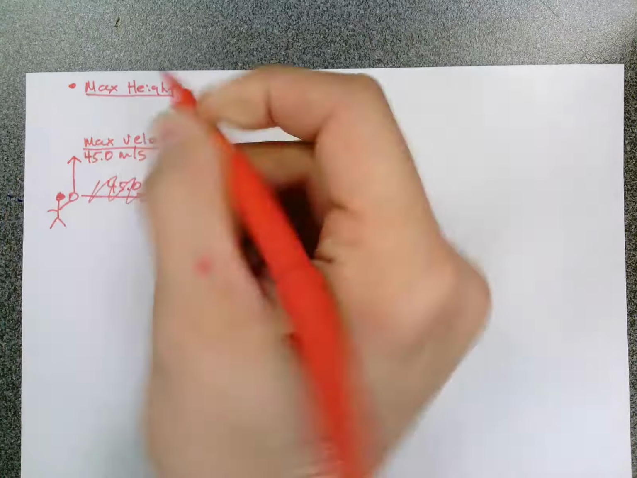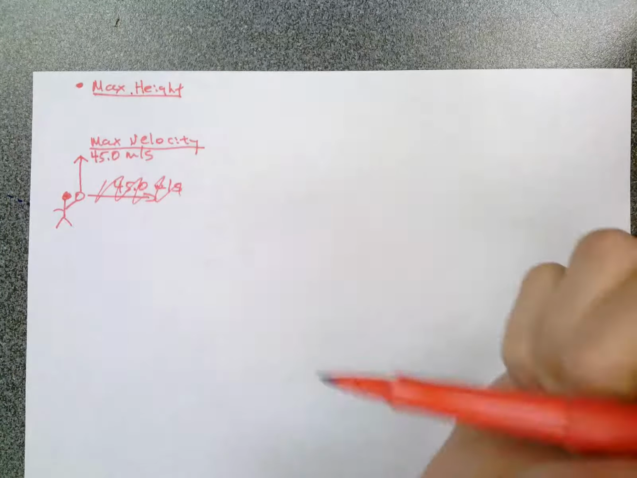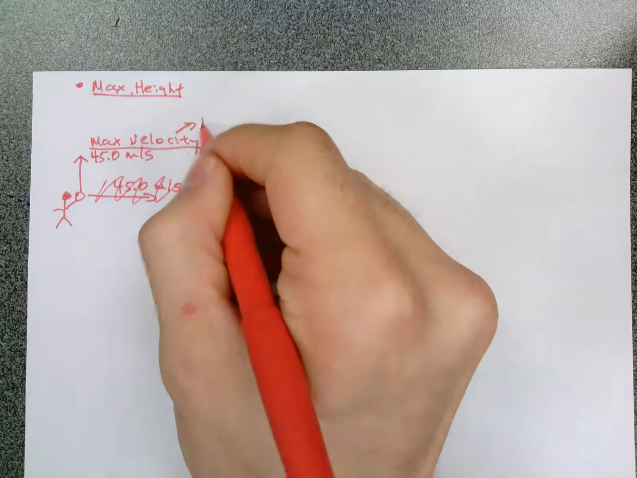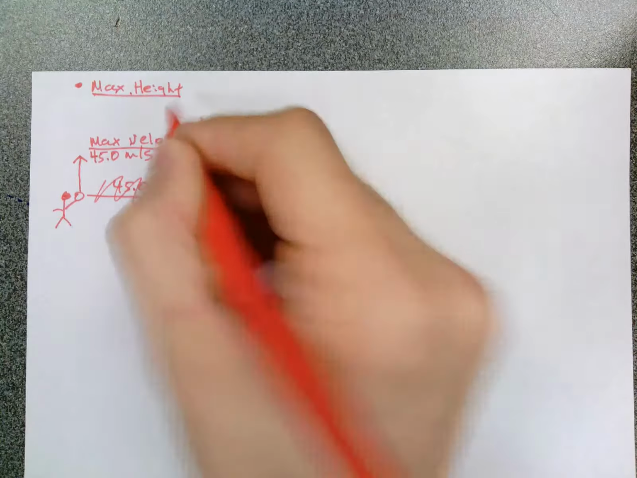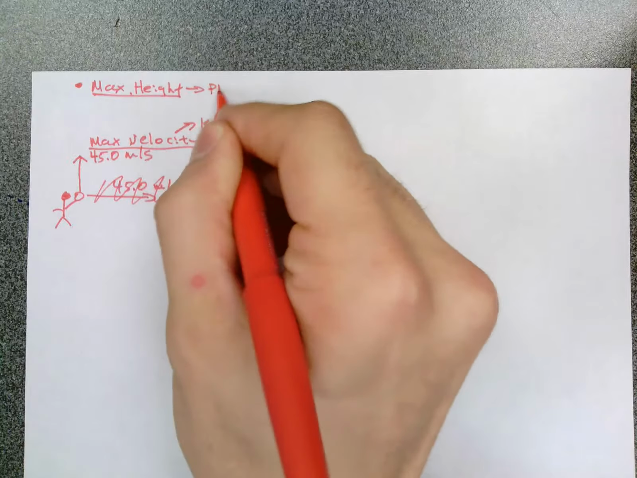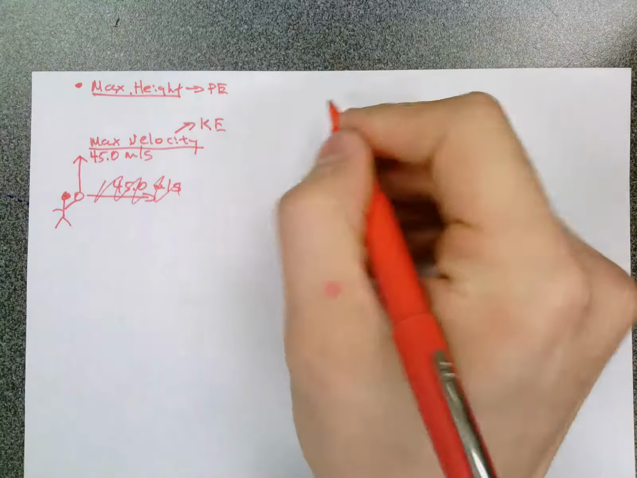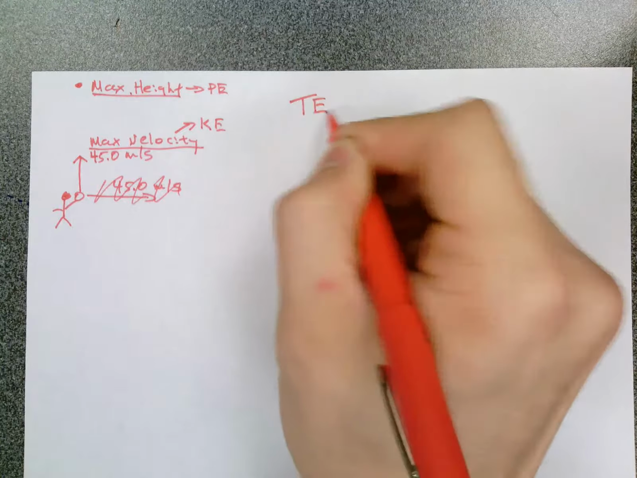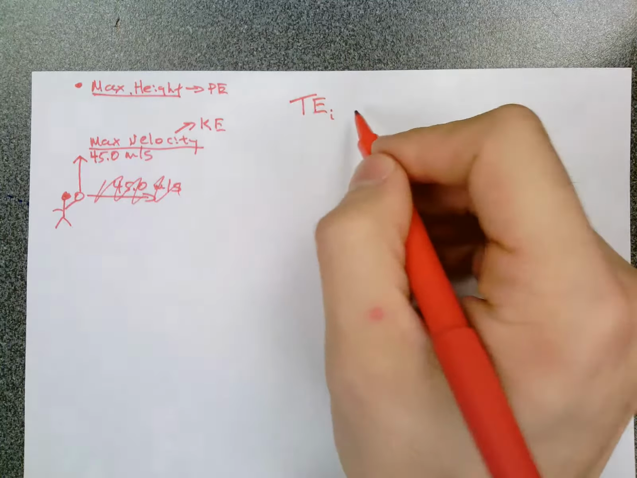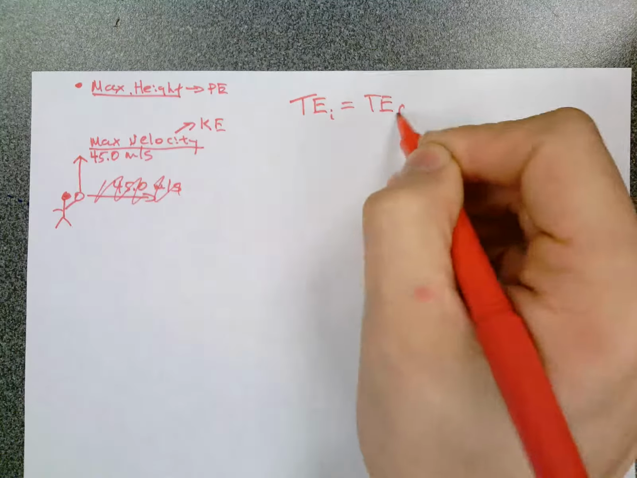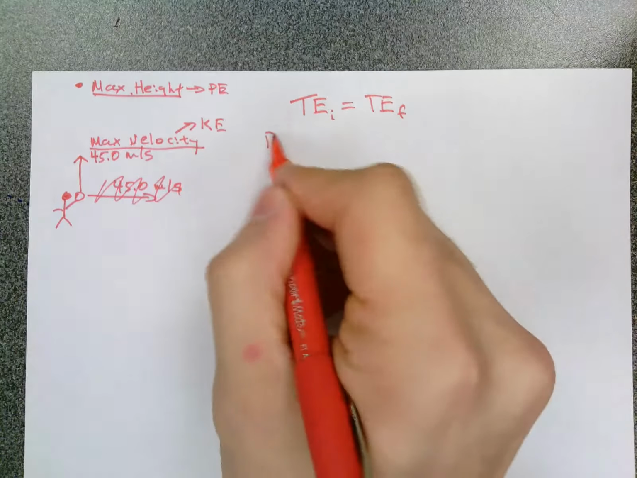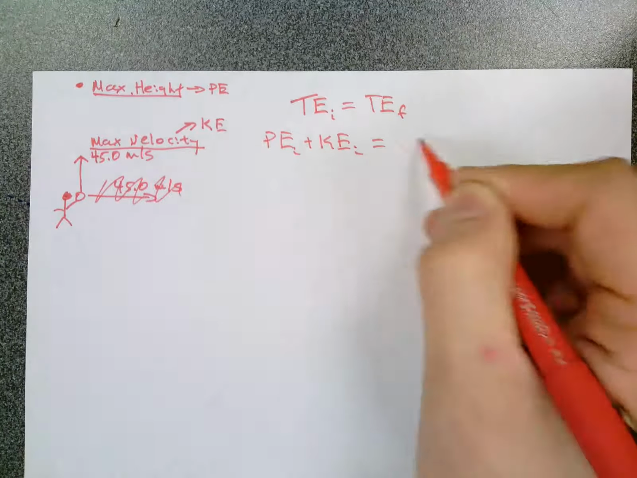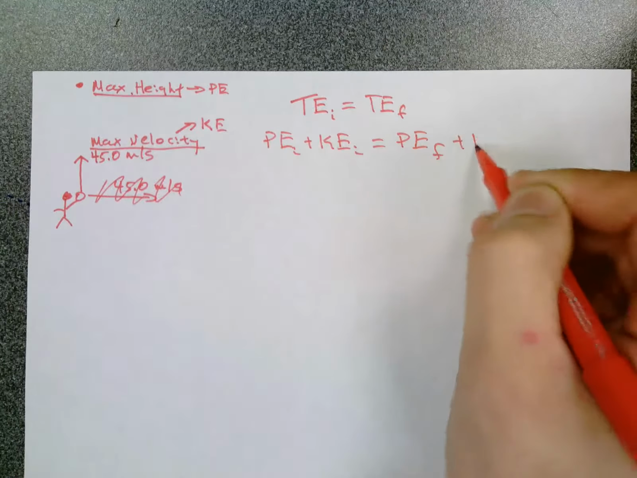And what we have to realize is if we're comparing maximum heights and maximum velocities, velocity is essentially a code word for kinetic energy, and height is kind of a code word for potential energy. So in this case, we have to use the conservation of energy, or the total energy initially is equal to the total energy final. And to break that down, we have potential energy initial plus kinetic energy initial is equal to potential energy final plus kinetic energy final.